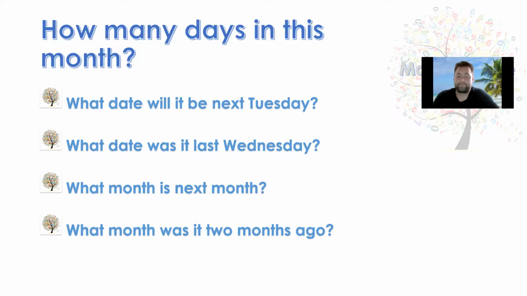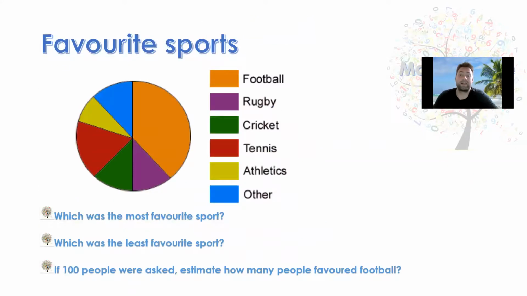It was May. Okay, this is a pie chart. This is something you'll do in year 5. Have a look at it. You just need to figure out which was the most favorite sport, which was the least favorite. And if 100 people were asked, estimate how many people favored football. Pause the video, I'm going to give you the answers.